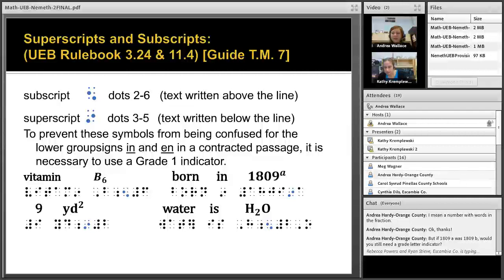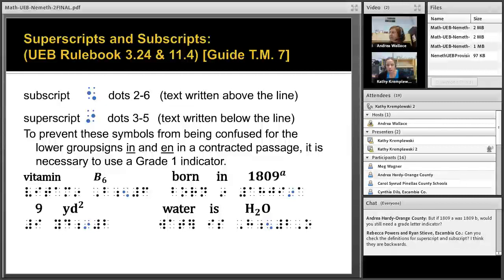Okay, so Andrea Hardy asked, but if 1809A was 1809B, would you still need a grade 1 indicator? No, I don't think you would, because as long as you have that superscript in between the numbers and the letter, it can't get confused. The A or the B would only be confused with a number if they were right next to each other. And it can't be confused with "but" because it's not standing alone, if you were thinking that direction too, as far as the A versus the B.